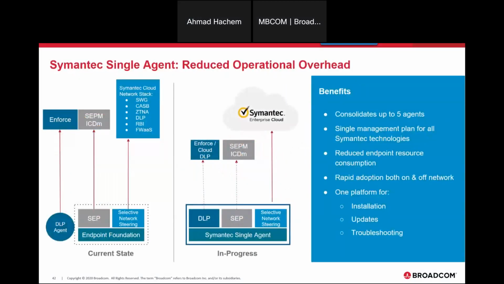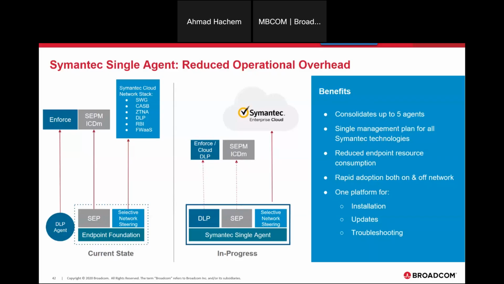Finally, the last slide is something that is on the roadmap, which is a three-phased approach to a single agent. What we are trying to do is eliminate the complexity and overhead of multiple agent deployment and reduce the resource consumption. We are at the current state where SEP and selective network steering components such as WSS and CASB have already been integrated within the single agent approach.